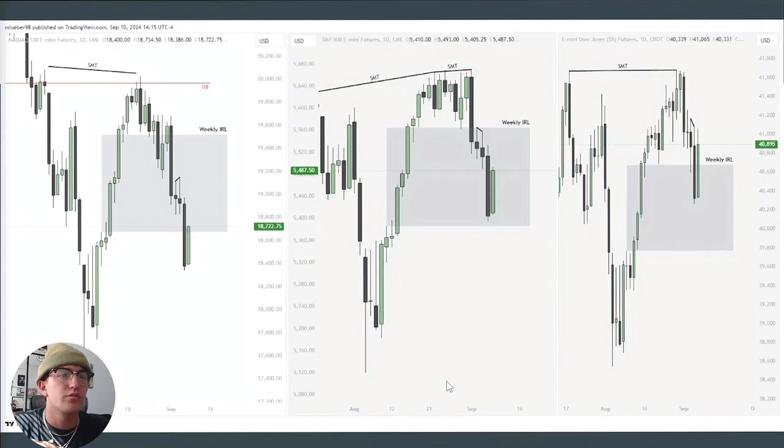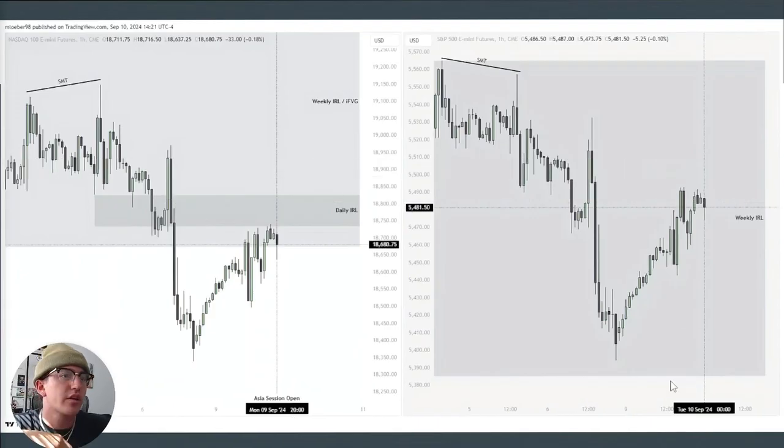So what I'm going to do here is monitor the opening of Tuesday's daily candle to see what happens when price trades into this daily bearish fair value gap on the NASDAQ inside of that weekly inverse fair value gap. So our time frame alignment is daily key level to 1 hour market maker sell model. Now here is the 1 hour chart on the NASDAQ and the S&P 500.